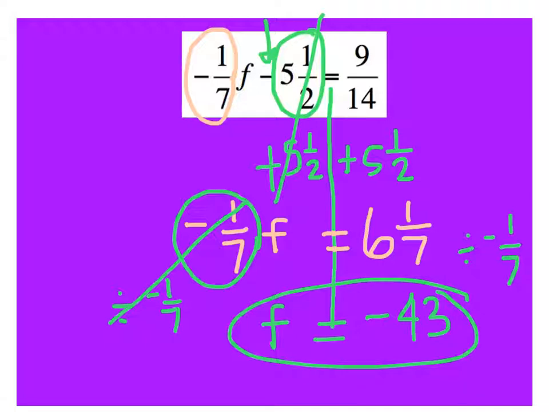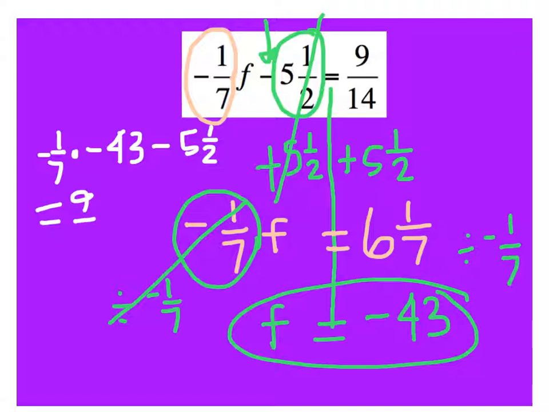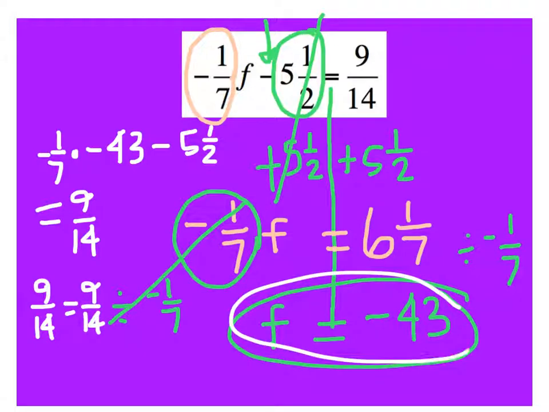Now, if I'm doing the check, I'm going to type into my calculator negative 1/7 times negative 43 minus 5 1/2. And I want to make sure that that equals 9/14. And when I check that on my calculator, indeed, both sides total the same value, 9/14. So that's how I know that f equals negative 43 is my final answer on this problem.